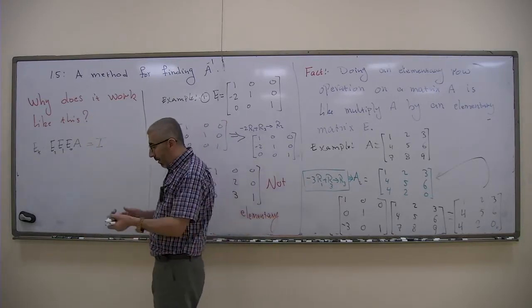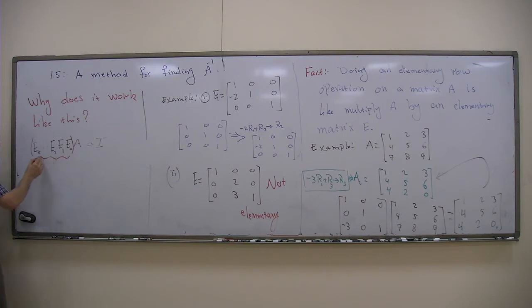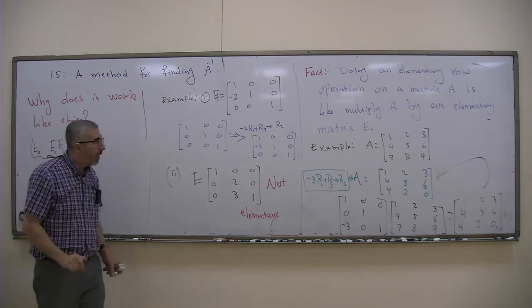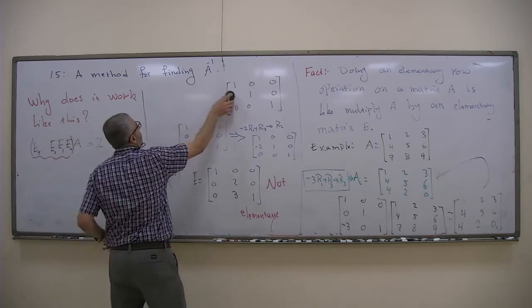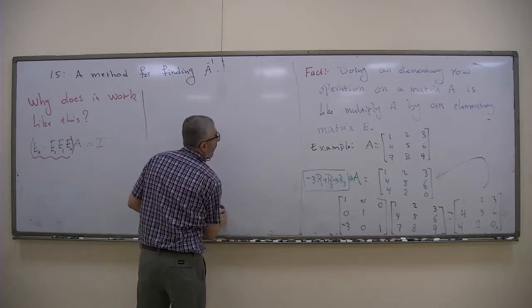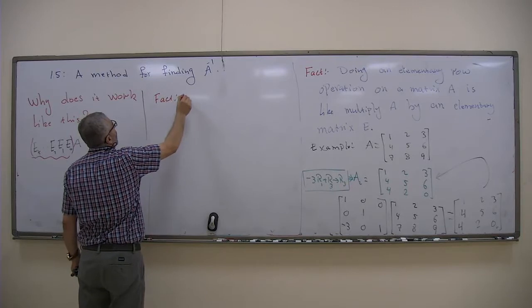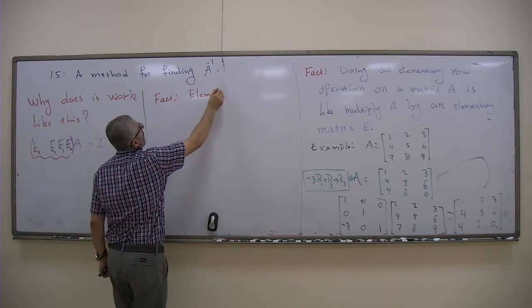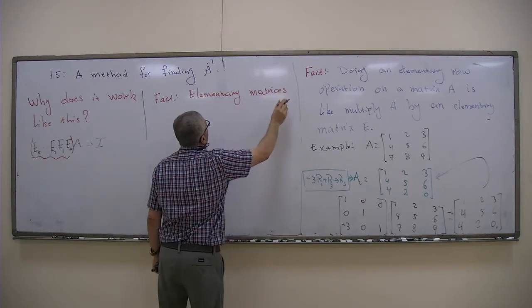it means this times this is going to give you the identity. Now, that gives you a hint that this here is going to be the inverse of your matrix A. There is one more thing we need to clarify here, which is fact number 2: elementary matrices are invertible.